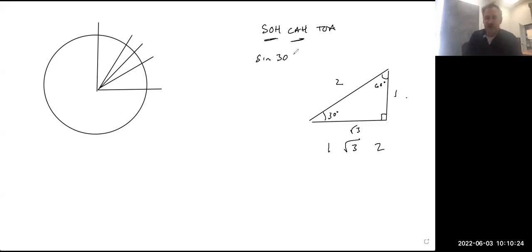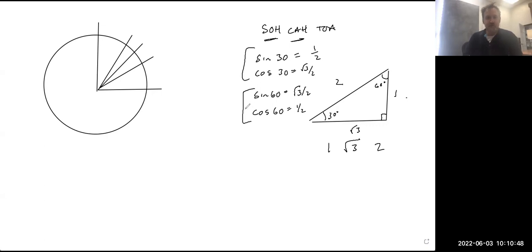Sine 30 is 1 over 2. Cosine 30 is the square root of 3 over 2. And sine 60 is the square root of 3 over 2. And cosine 60 equals 1/2. Okay, so that's some of the numbers that I need for my coordinates here.